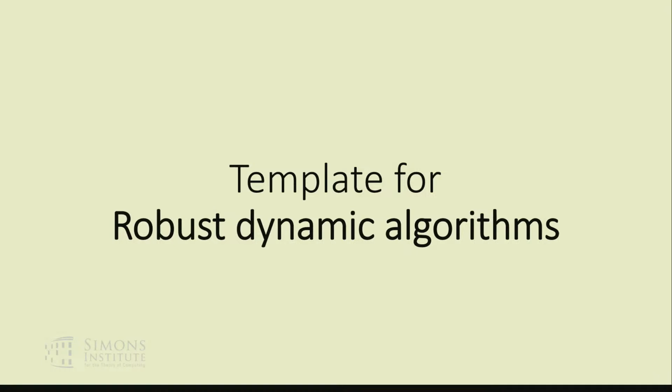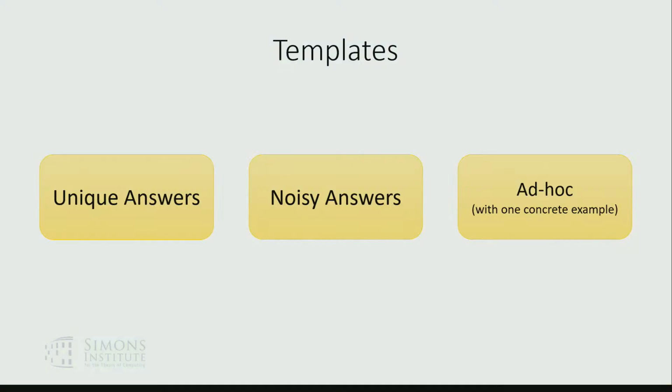Now I want to switch to the robust one. How do people design algorithms against an adaptive adversary? And there are at least, right now, I can see three things. One is unique answer, kind of deterministic almost. Another one is the opposite, to be noisy. And there are some other ad hoc ways to do things. So let's start with the first one.